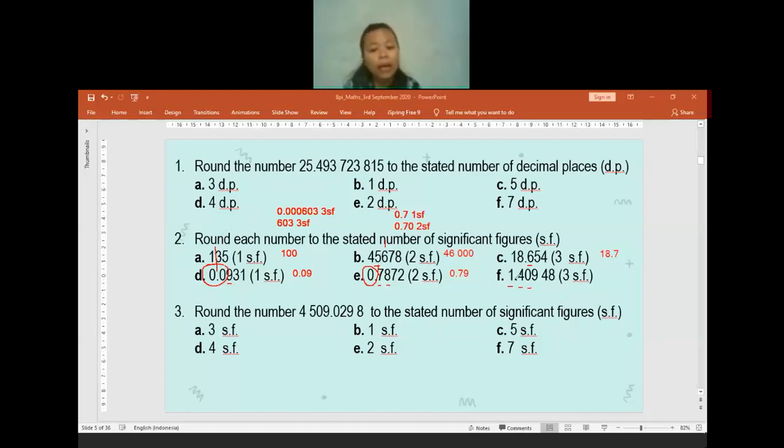So for question F, we have 1.40948. It means the number starts with the number 1. Because this number is not starting with any zero, it means the number 1 is significant. Next to the number 1 is 4. The 4 is also significant. The 0 is also significant. 9 is significant. 4 is significant. 8 is also significant.